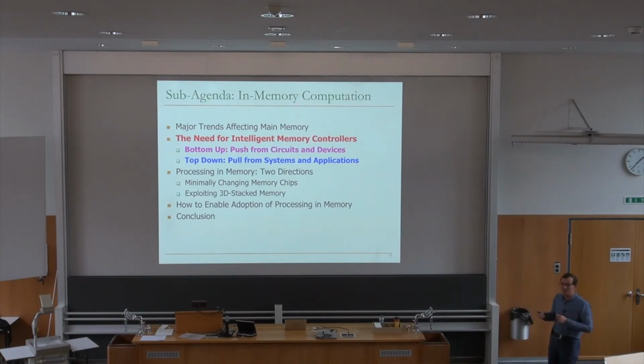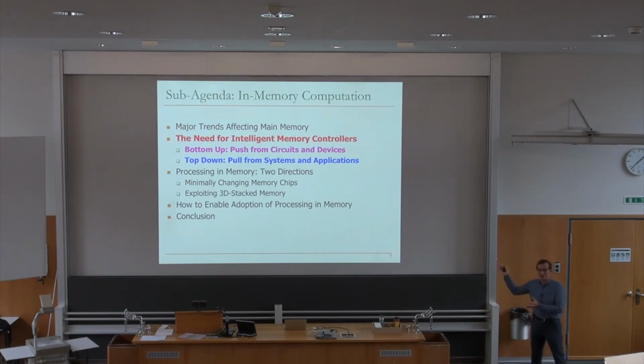I usually motivate the need for intelligent memory controllers from two directions. One is bottom up. Basically, today's circuit scaling, device scaling issues are forcing us to have more intelligent memory controllers. And I've given you a lot of examples of this, right? For Rowhammer, for example, an intelligent memory controller can give you better protection. And there's a push from circuits and devices to have more intelligent memory controllers to deal with reliability issues.